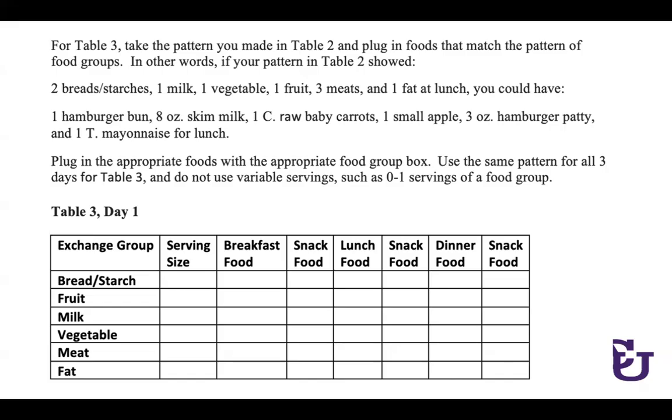So, for instance, those baby carrots for lunch are going to go under the lunch column in the vegetable row. And use the same pattern for all 3 days for table 3. They actually have 3 of these tables that you need to fill out. There will be table 3 day 1, table 3 day 2, and table 3 day 3.